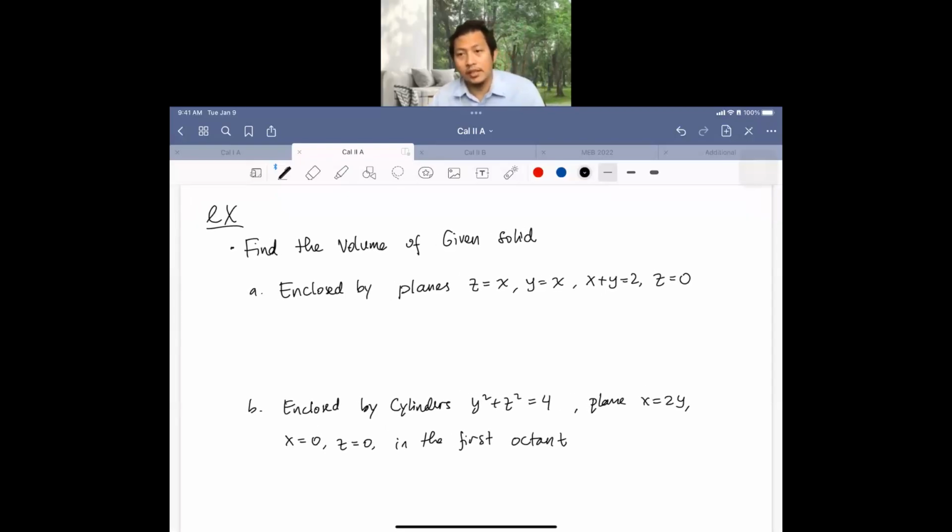Octant means like quadrant. If you remember, quadrant has 4, octant has 8. So the first octant is the one that has all positive axes. Okay, try these two questions. Maybe try the first one, number A. If you finish the calculations, you can write the answer in the chat box.